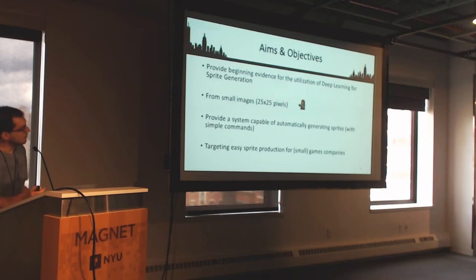So the main objective is to provide some kind of evidence, or our first experimentation, to see how it's possible to use deep convolutional neural networks, or GANs, for sprite generation. So create new sprites out of some existing sets. The idea is to create sprites that are actually small, around 25 by 25 pixels. You might recognize these kinds of sprites from the GVGAI game, so everything is related. The system is able to automatically create new sprites out of a set of sprites that we have as input.